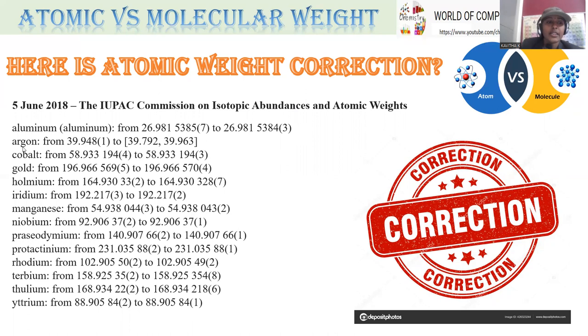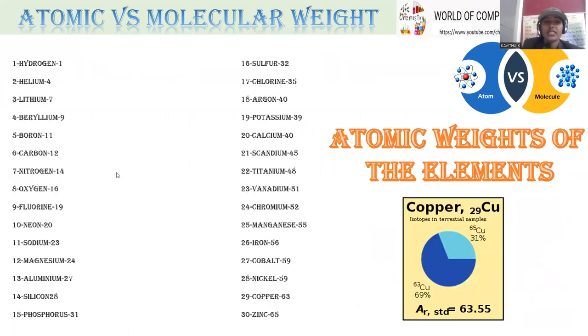Similarly, the remaining elements like argon, cobalt, gold, holmium, iridium, manganese, niobium, praseodymium, protactinium, rhodium, terbium, thulium, and yttrium. For these elements also, the same kind of atomic weight correction was given. All are available over here. This was made by the IUPAC Commission. Now let us see general trends of atomic weights for individual elements which are provided with non-decimal values. Integer values are provided over here.